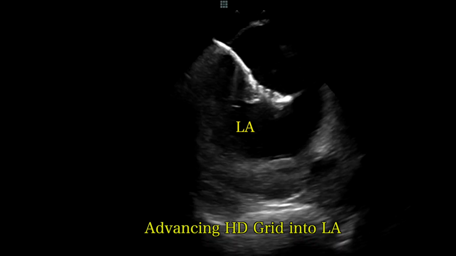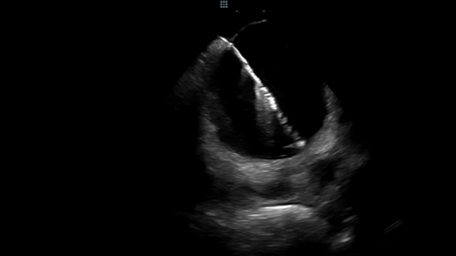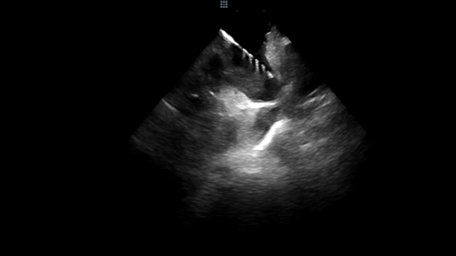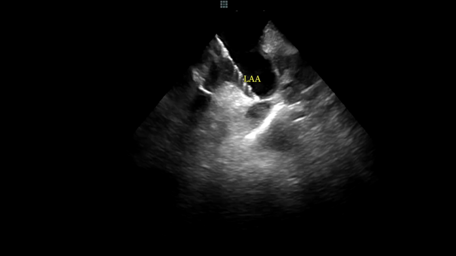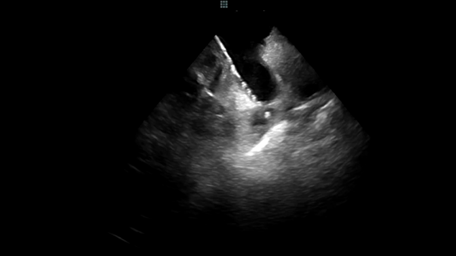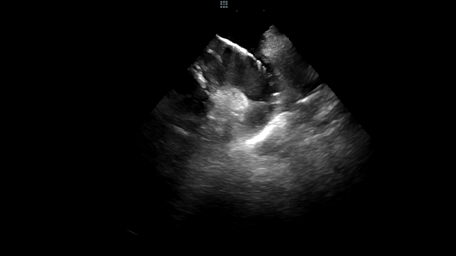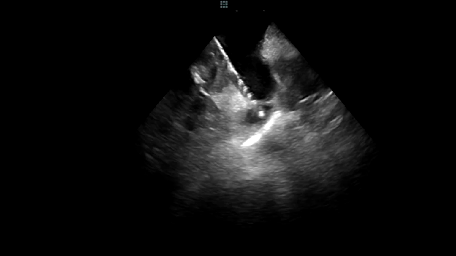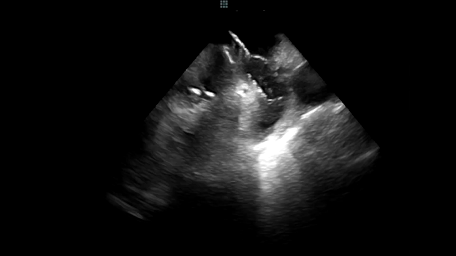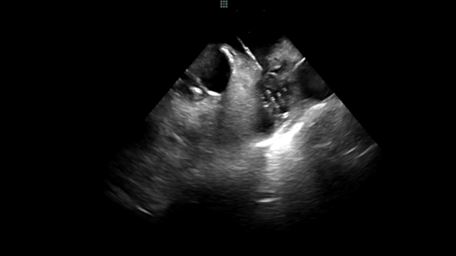So here we advance our HD Grid inside the left atrium to be able to map the atrial tachycardia. Here you can appreciate the grid is inside the left atrial appendage. We are doing the voltage as well as the activation map and creating the geometry. Here again, you can see that the grid is inside the left atrial appendage.